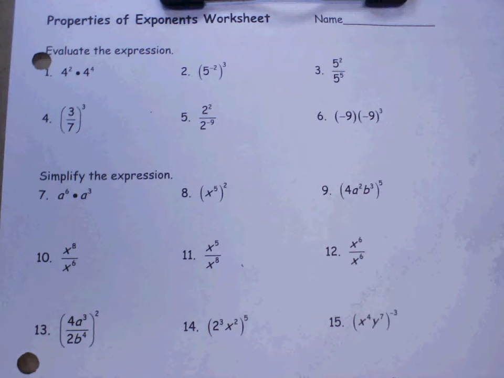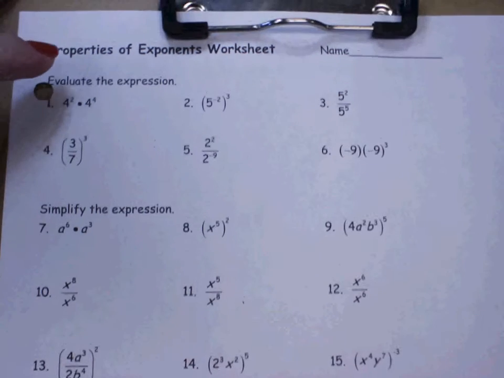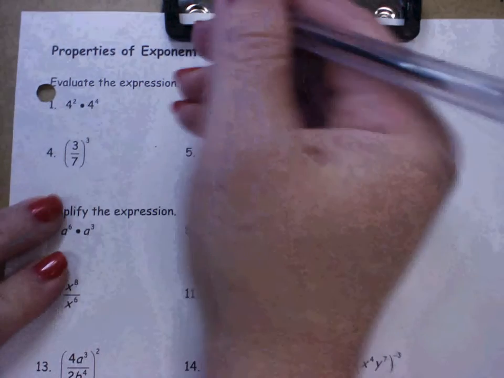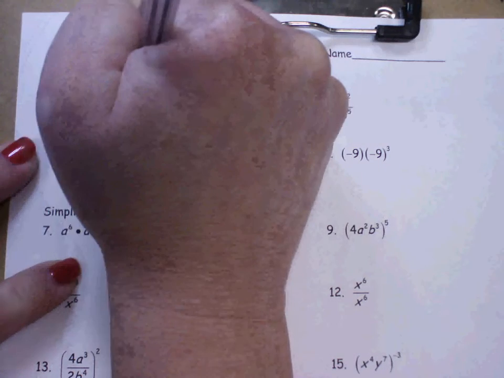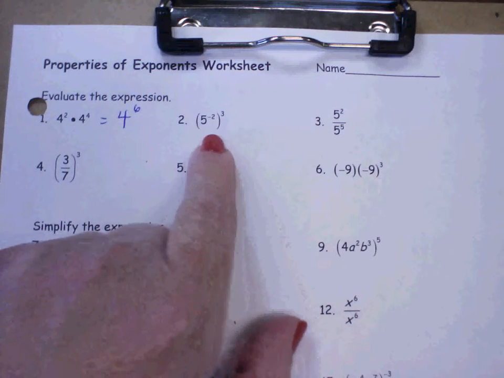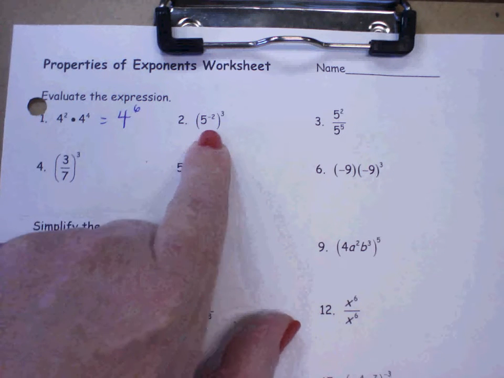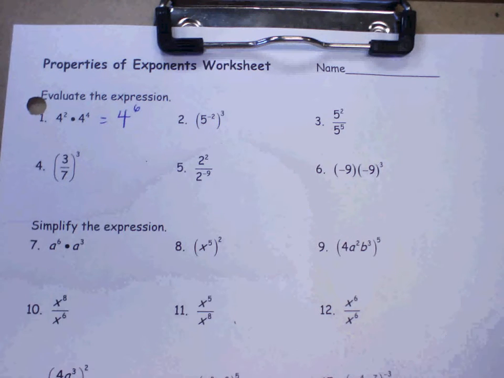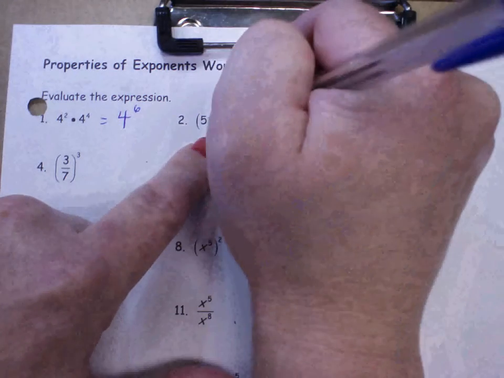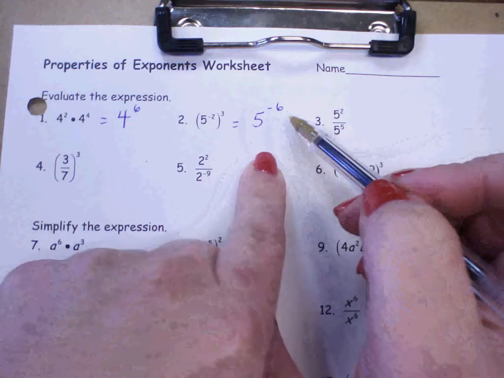All right, what rule for the first one? Very good. The product rule, which means you're going to add them, right? So this is 4 to the 6, and that's it. All right. What rule? Power rule. Very good. Power over power, which means you're going to multiply, but then I cannot leave that negative.